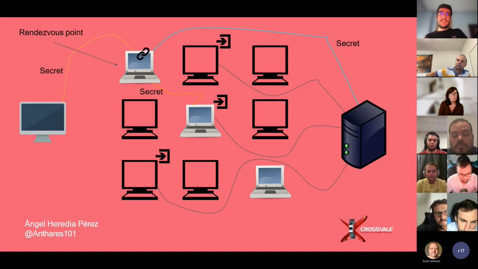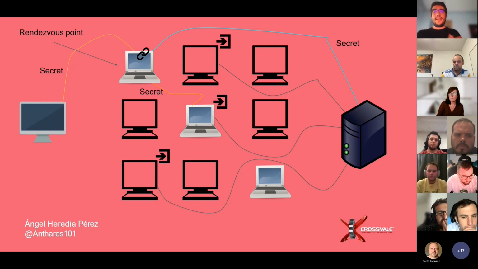The introduction point now sends all this information to the server, and the server can now decide if it wants to let the client access or not, based on the secret. In this case, let's say it accepts the connection. So the server now connects to the rendezvous point, sending the secret, and the rendezvous point can now validate if the secrets match with the client's secret or not.